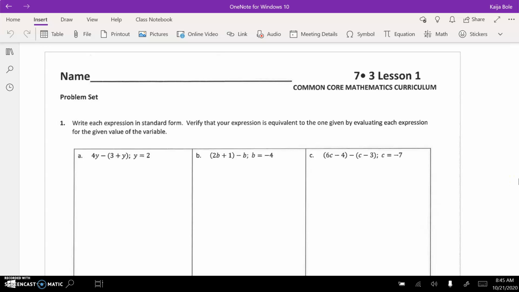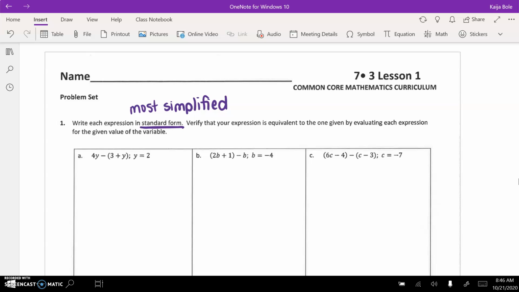All right, everyone. So here we are on the classwork for 3.1. And I'd say it's a pretty important lesson, okay? We're still talking about this idea of standard form. So in the directions, it says write each expression in standard form. Standard form means like most simplified. All right, so this is when we're combining those like terms.